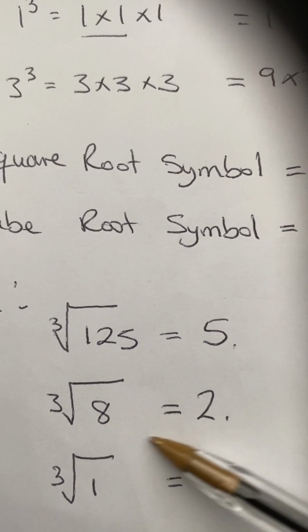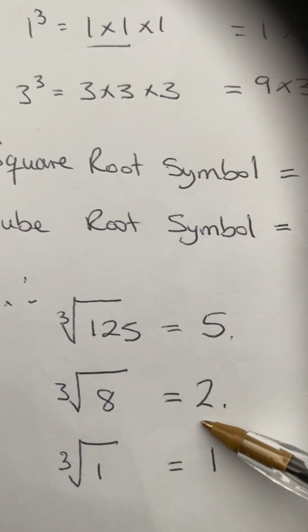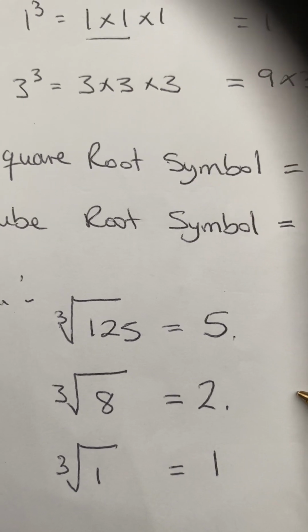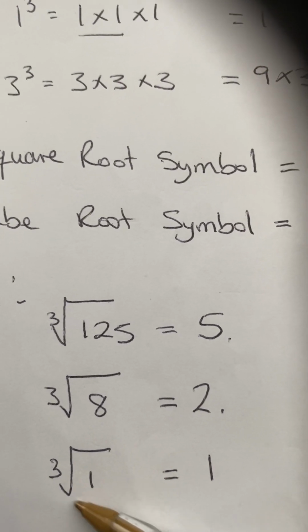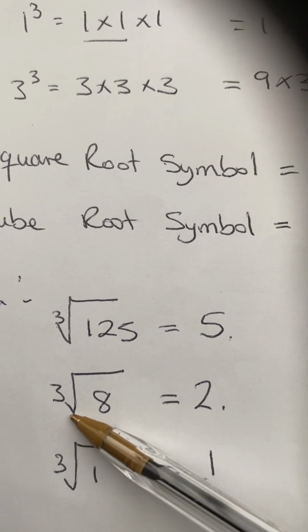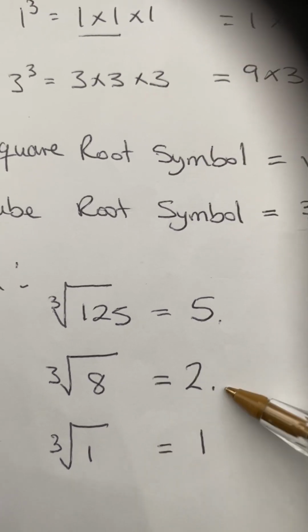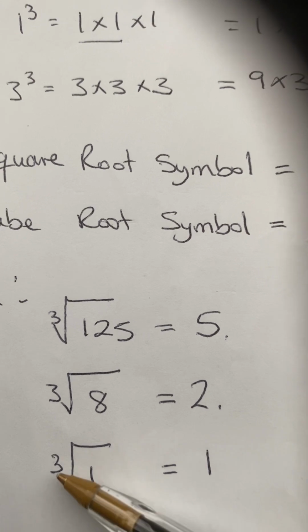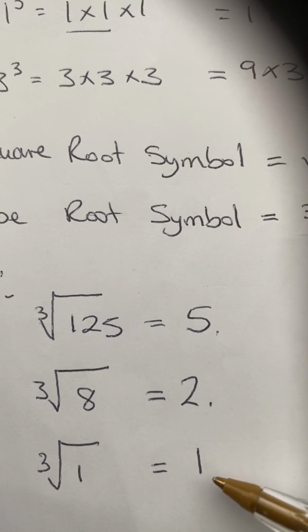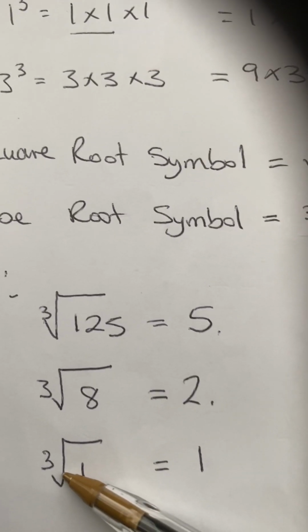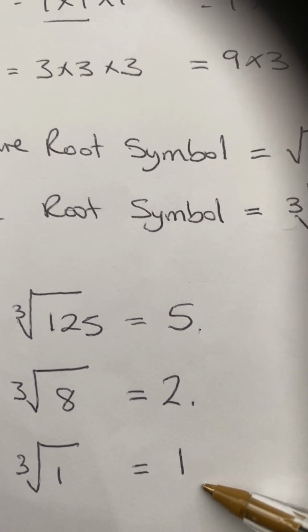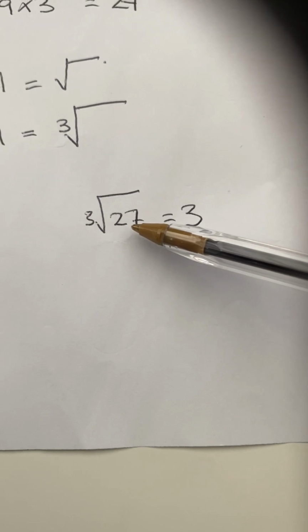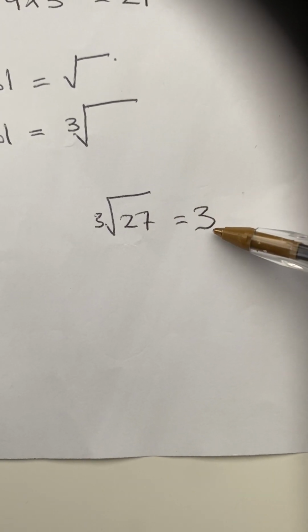The cube root of 8 is 2, because 2 times 2 is 4, times 2 is 8. The cube root of 1 is 1. The cube root of 27 is 3.